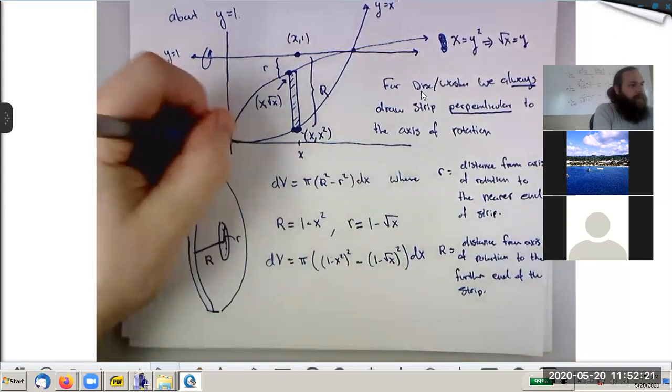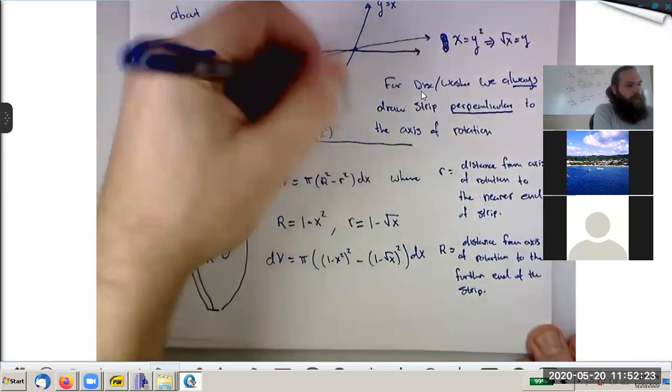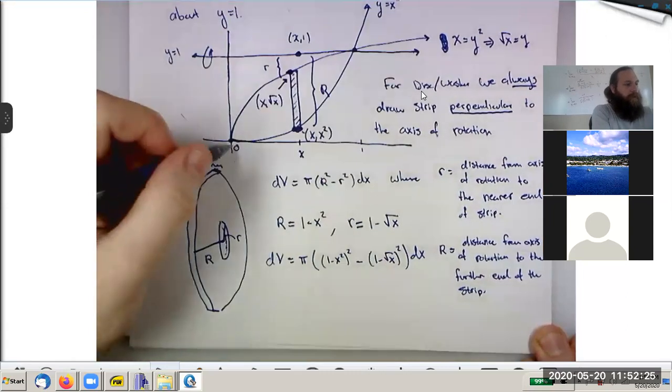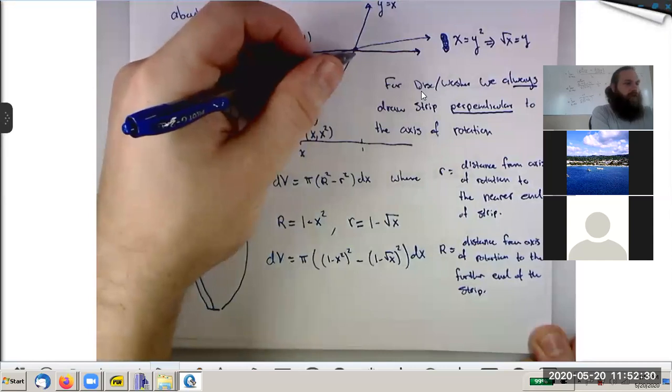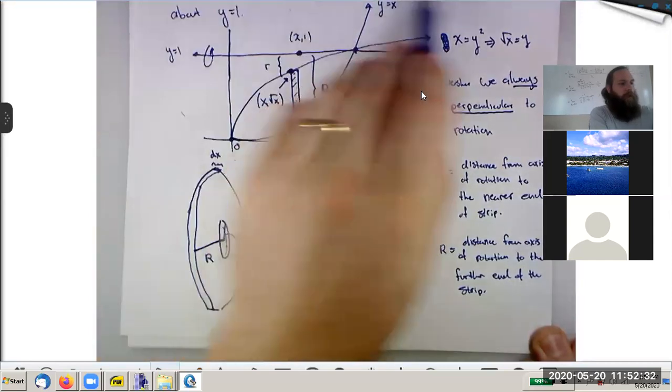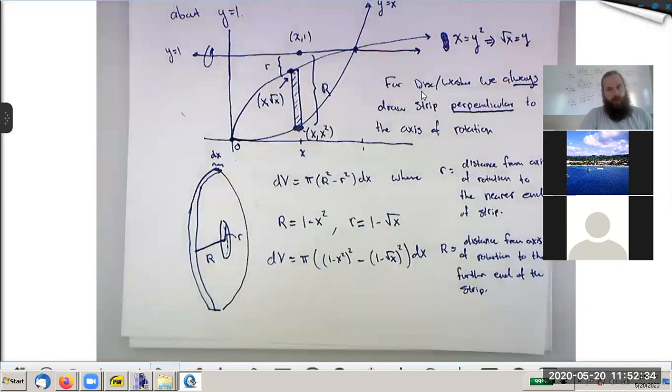And we'll be integrating it from 0 to 1, because the smallest x value in my region is 0, and the largest x value in my region is 1. I know that this is a 1 because that's where y equals x squared and y equals root x intersect. If that isn't something you happen to know off the top of your head, you would have to solve for that by setting x squared equal to root x. Questions about where this dV formula is coming from?